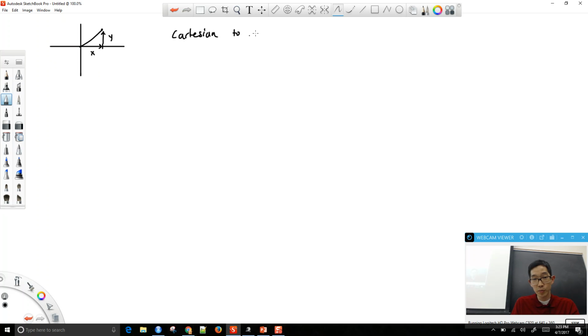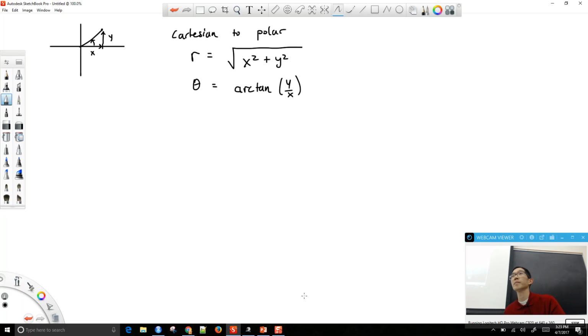Cartesian to polar, okay, r would be equal to what? The square root of x squared plus y squared. And then theta, what do we do there? We do arctan y over x, yeah? Or inverse tangent, you know.